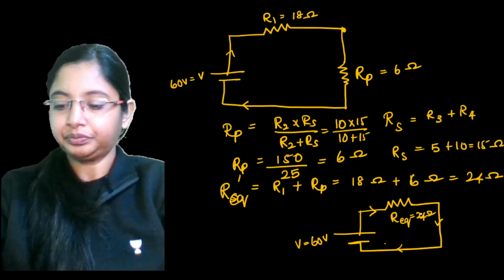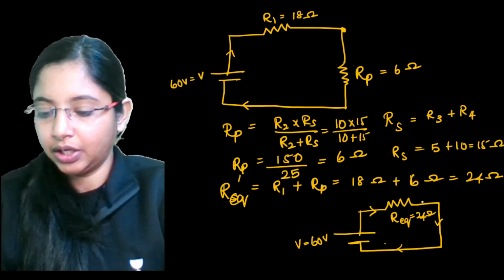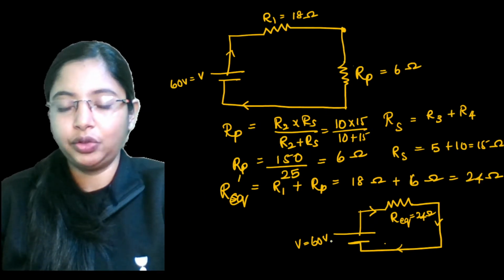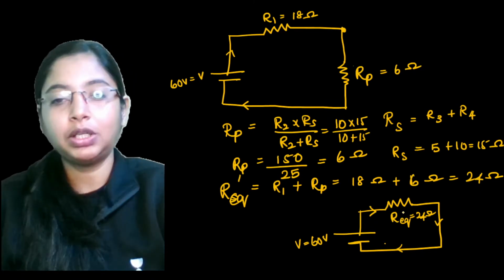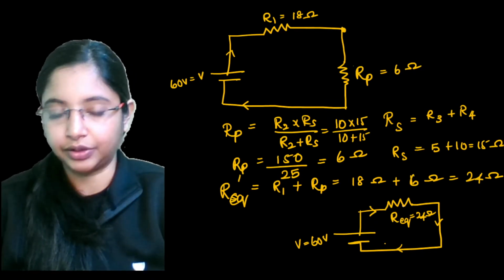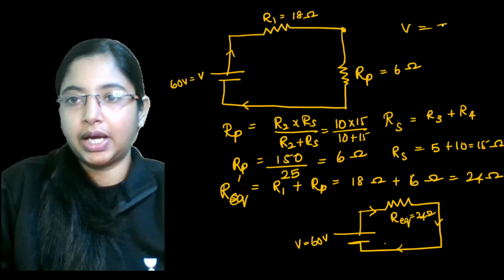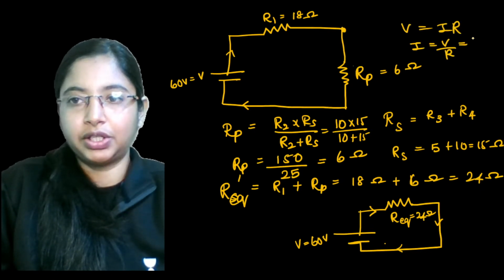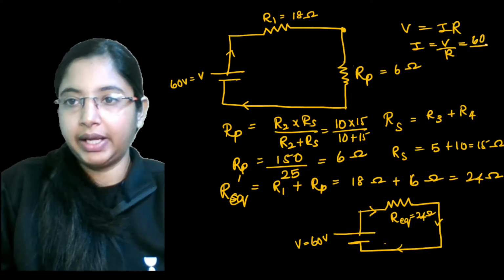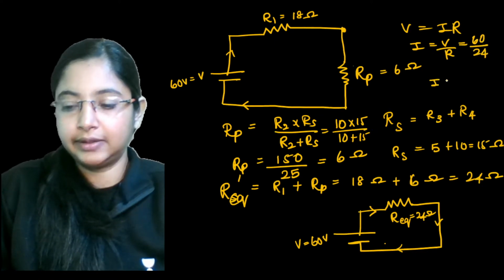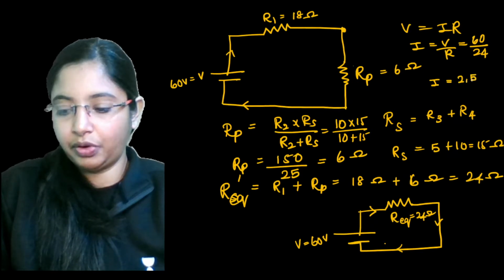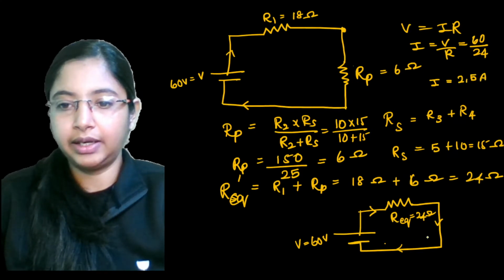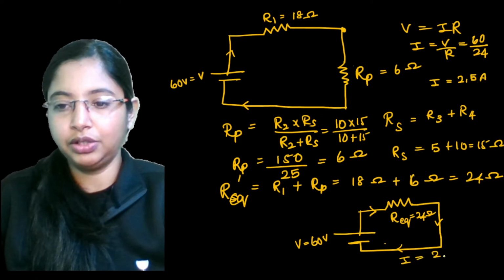Alright, now in this case over here, okay, let's take the current value, right? Now here we know the voltage, we know the resistance. So what will be the total current that is flowing through the circuit, right? So we know V is equal to IR, right? So I will be V by R. So voltage over here was 60 volts, right, by 24. So current I that is flowing through the circuit is 2.5 amps. Okay, so here the current flowing through the circuit I is going to be 2.5 amps.